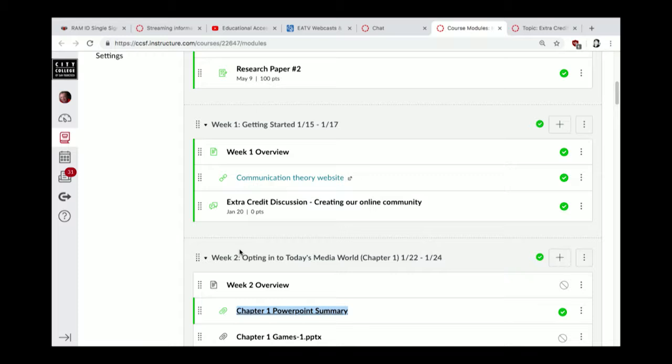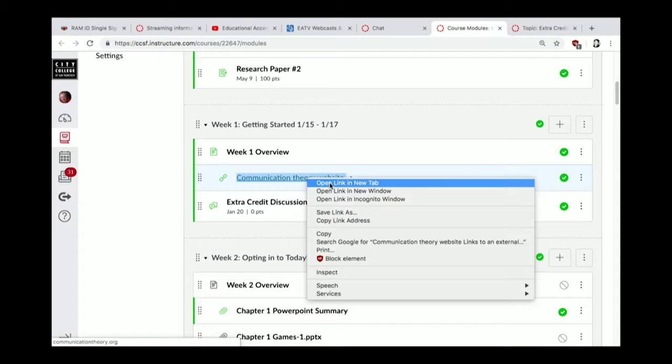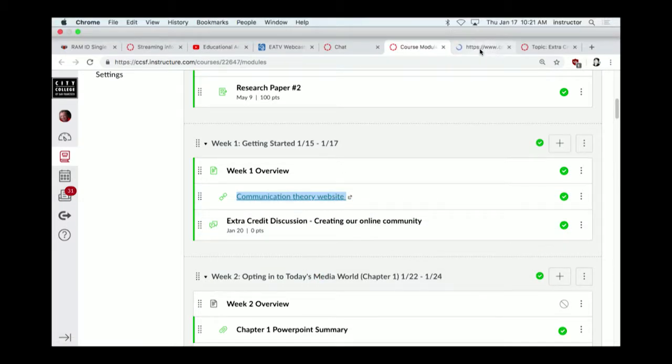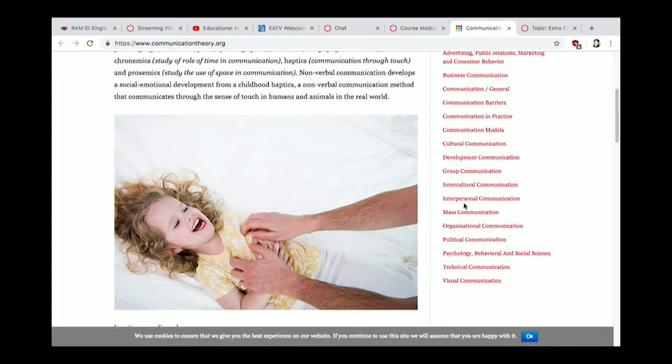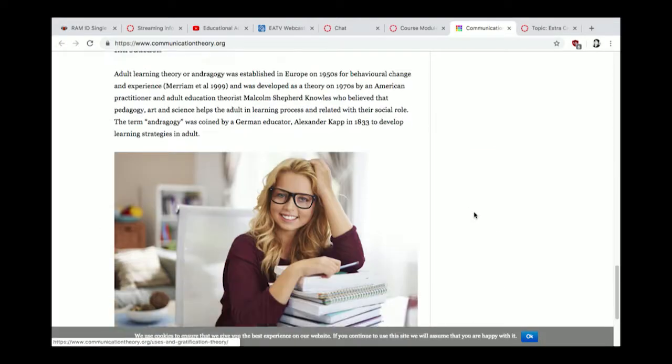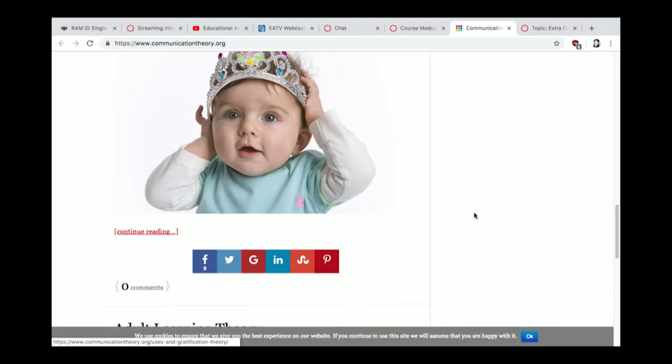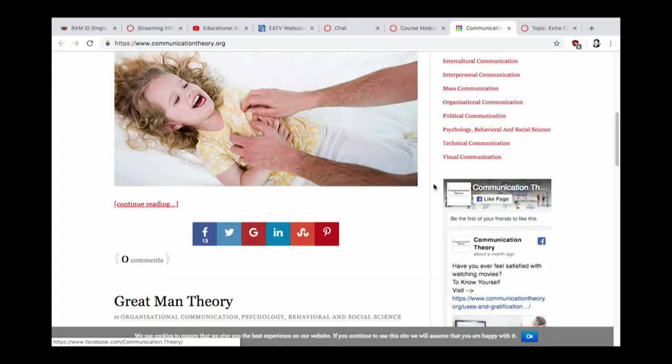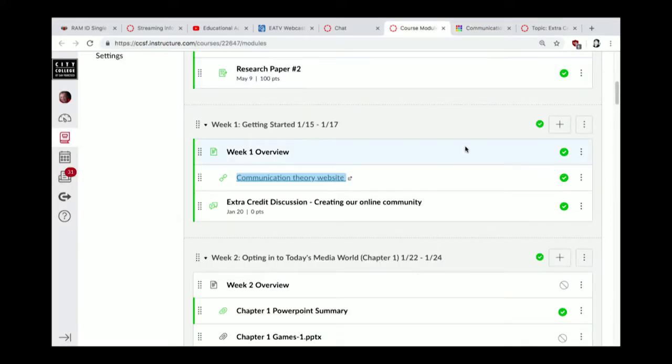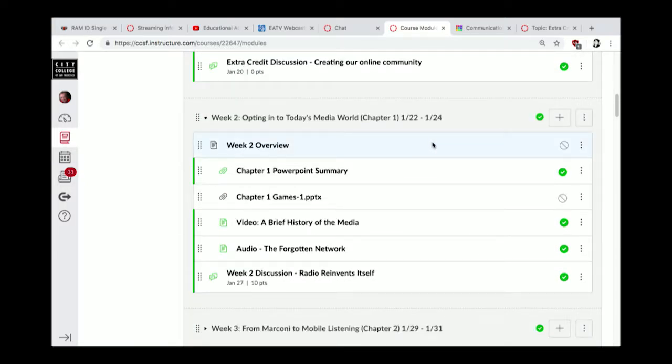Otherwise, there's not a lot on this module. There's a website which pulls together a lot of different communication theories and so on and so forth. So there's a ton of stuff up there, but it's really an extra to the textbook and to the kind of information that's in the textbook. So I said we'd take a little bit of a look at what's coming up.